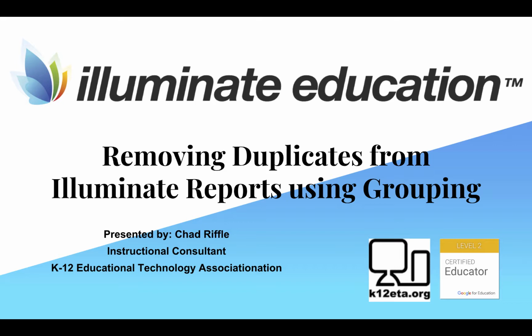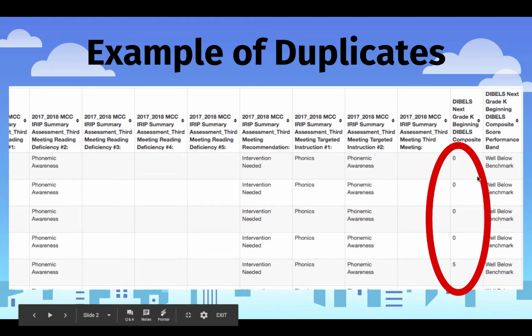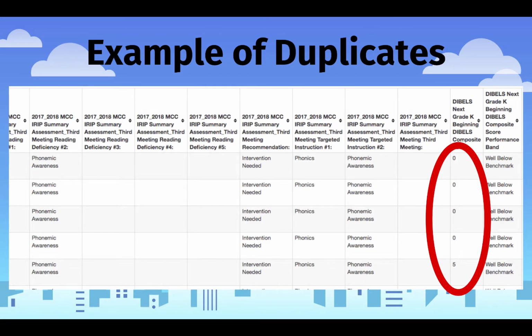Bringing you another video for removing duplicates from a custom report in Illuminate using grouping. Sometimes we end up with duplicate students in our custom reports that we're building in Illuminate. This is caused by two sets of data being tied to the same cell.